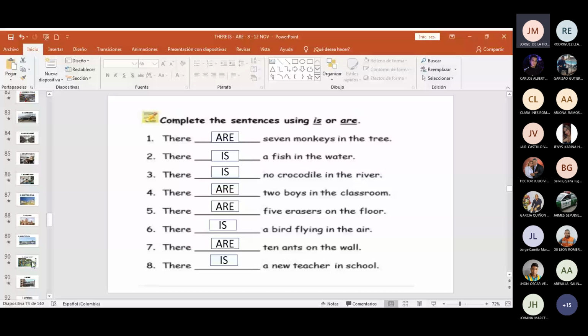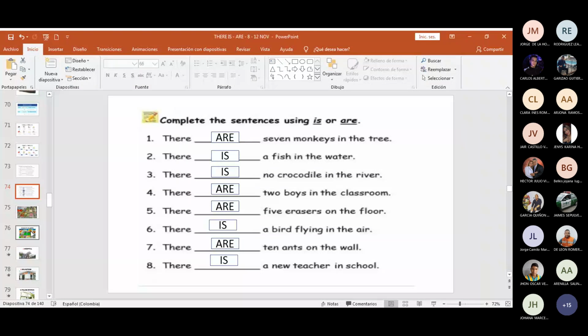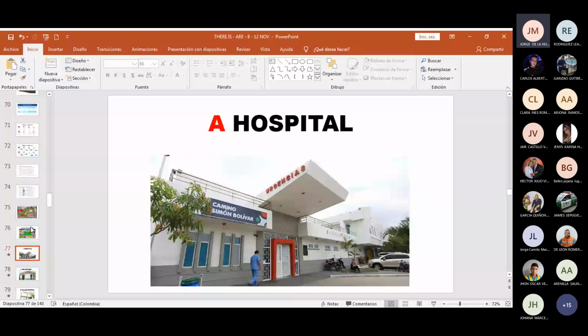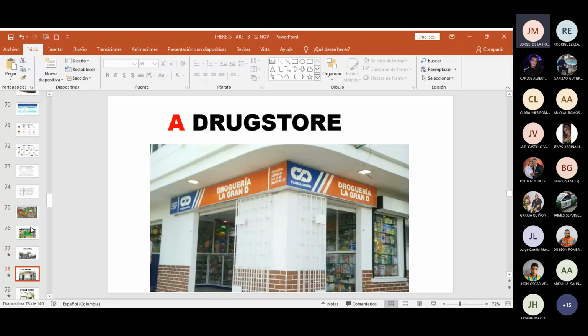Okay, vamos a comenzar con la clase, student. This is the class. The class is when we are going to talk about the public places. Teacher, ¿y por qué las public places? Comenzamos con las fruits, and we made a complement. And we are going to talk about the public places. How do you say hospital in English, student? Yeah, a hospital.